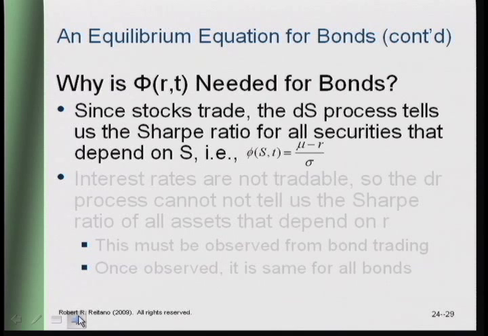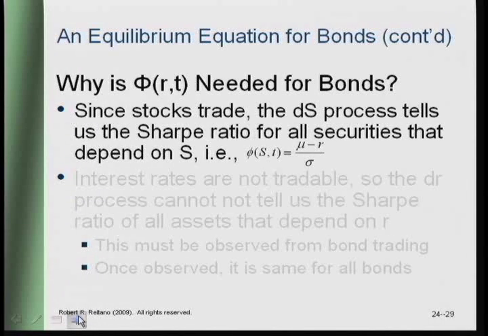The problem with bonds is we have no simple way of determining what phi is. R, unlike S, is not a tradable security. We have the advantage when we're dealing with stocks that S is a tradable security, and therefore we can identify simple contracts on S that satisfy the differential equation. And as soon as we do that, we can determine what phi is. We can determine what the Sharpe ratio is. And indeed, that Sharpe ratio is determined by the parameters in the S stochastic process.